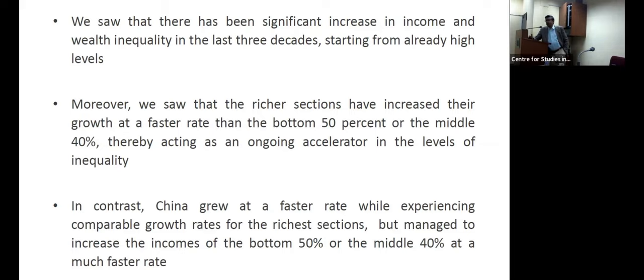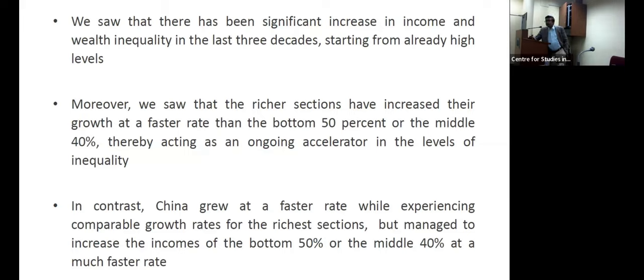And we also looked for comparison, because you could well say that it's the nature of modern technology, globalization, automation, so these things are happening everywhere. So we also used China as a comparator. And of course, one can question why China. Subject to the data availability that the World Inequality Database makes possible, one can make comparisons across other comparative countries too.